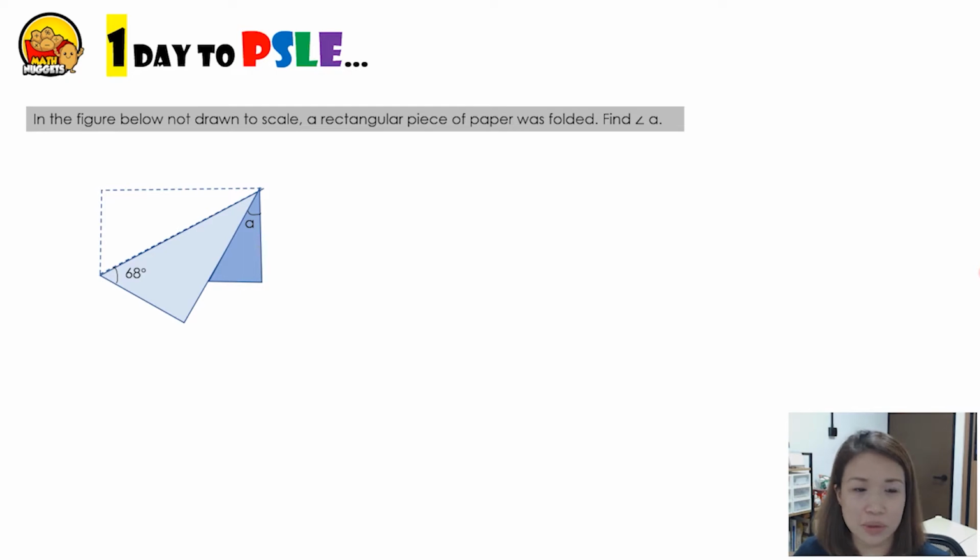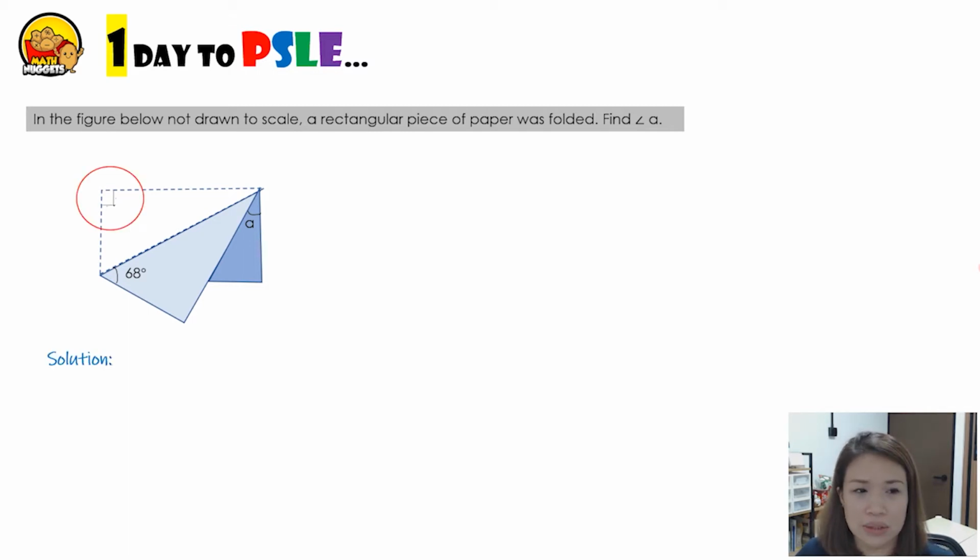In the figure below, not drawn to scale, a rectangular piece of paper was folded. We're supposed to find angle A. Now, this kind of folding question, we need to unfold them. As you can see, the dotted lines would be the unfolded part.